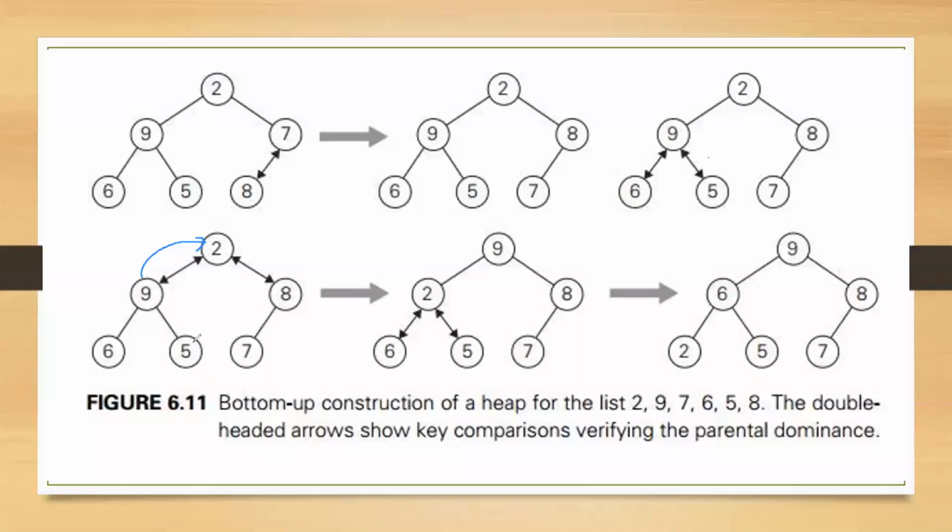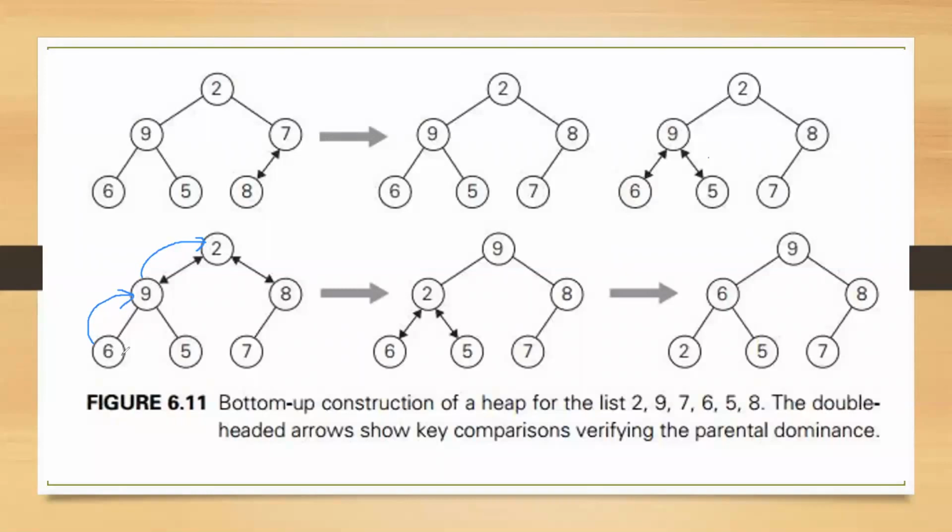So which child do you have to exchange with? Left or the right, whichever is bigger. So left child is bigger. Therefore, you have to take this 6 and copy it here. Now 9 has gone to the root position, 6 has gone to the position of 9.